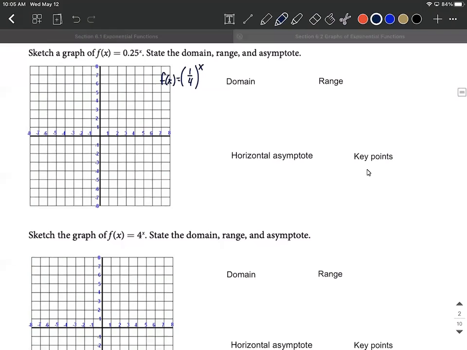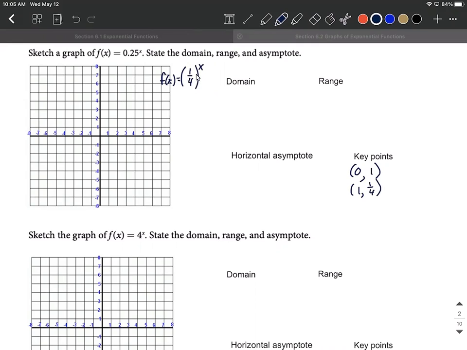So one key point is if I were to plug in 0, anything raised to the 0 power is going to equal 1. A second key point that we like to pick out is if we plugged in a 1, we just get that base back. We get 1/4 raised to the first power.